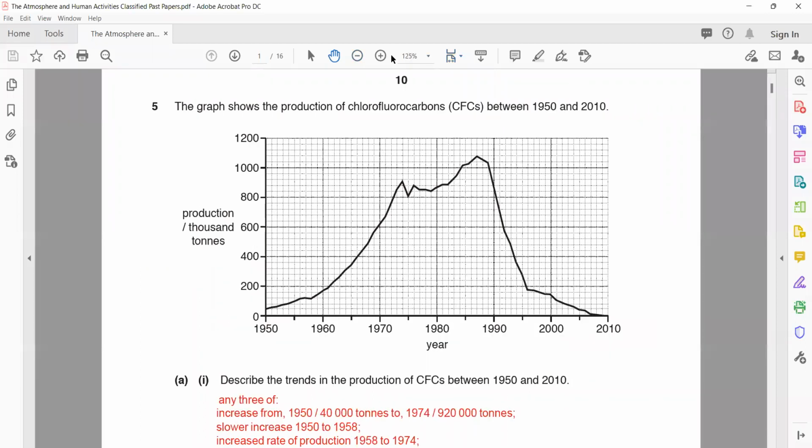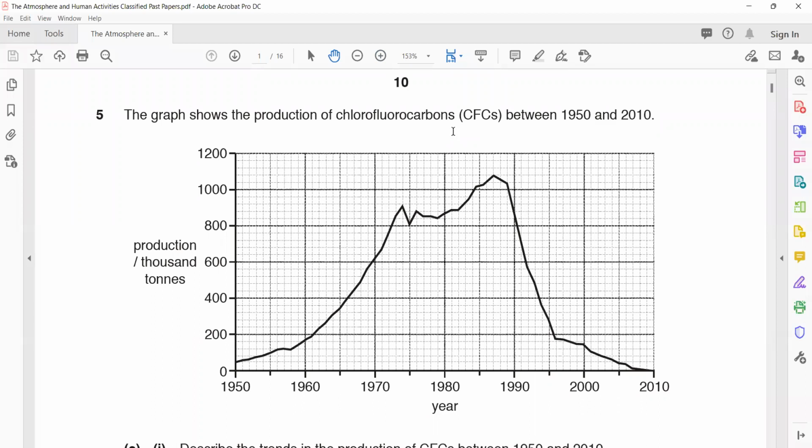Okay, so today we will discuss the classified past papers of chapter number 7, that is the atmosphere and the human activities. So we will see the first question here. In the first question, they're saying that the graph shows the production of chlorofluorocarbons between 1950 and 2010. So here is the graph.